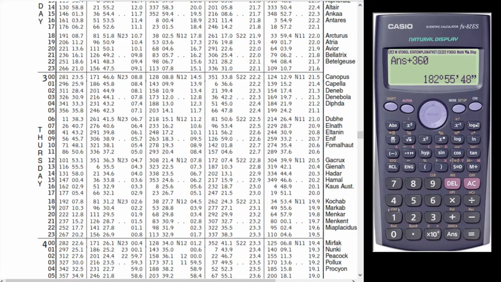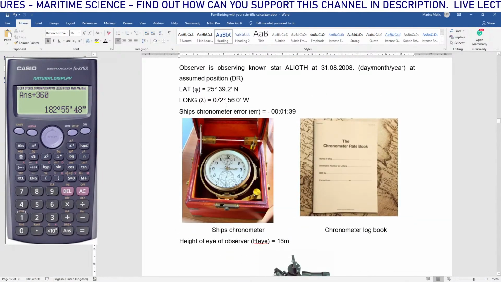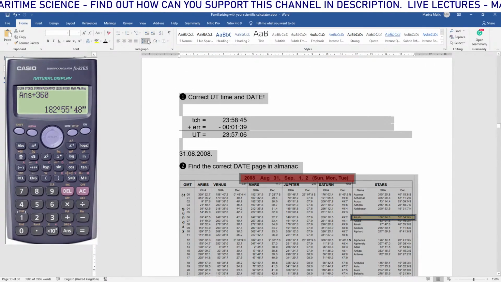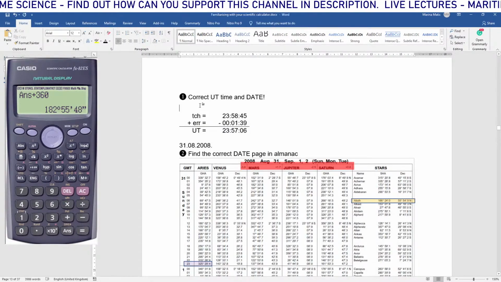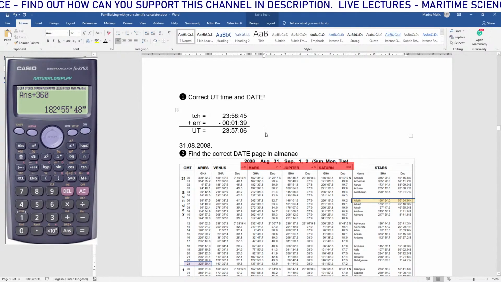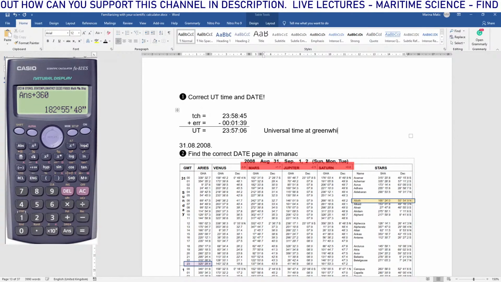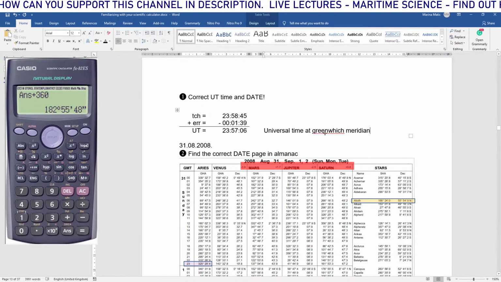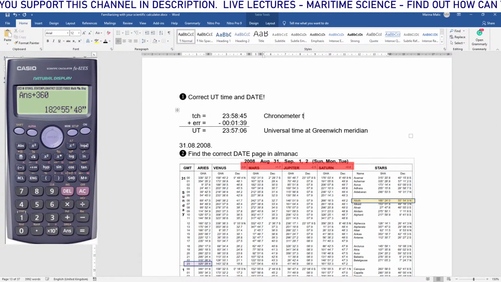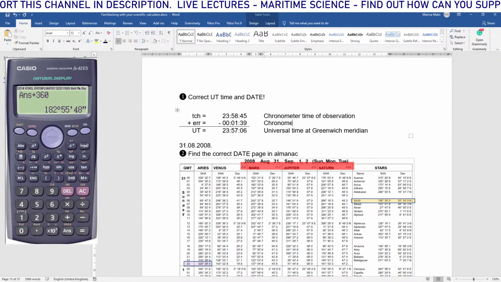Let me go back to the Word file. So we have known star procedure, where we find, let me just select all and remove this because it's bothering me. So this is Greenwich time, so this is universal time at Greenwich meridian. Yeah. Greenwich is capitalized, yes. And this is chronometer time of observation. And this is chronometer error.